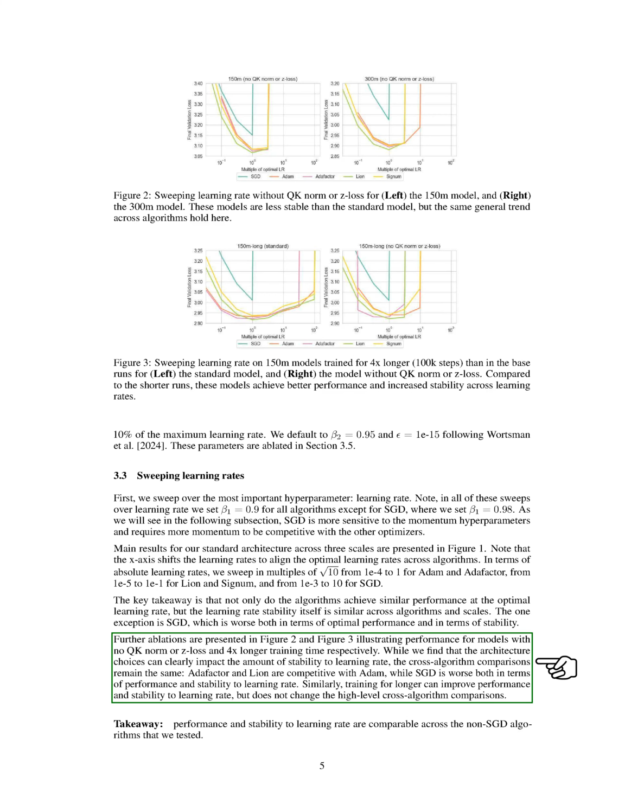Our results show that most algorithms perform similarly at their optimal learning rates, with SGD being the exception due to lower performance and stability. Further analyses explore the impact of architecture choices and longer training times on stability and performance. Overall, Adafactor and Lion demonstrate competitiveness with Adam, while SGD lags behind in both performance and stability.